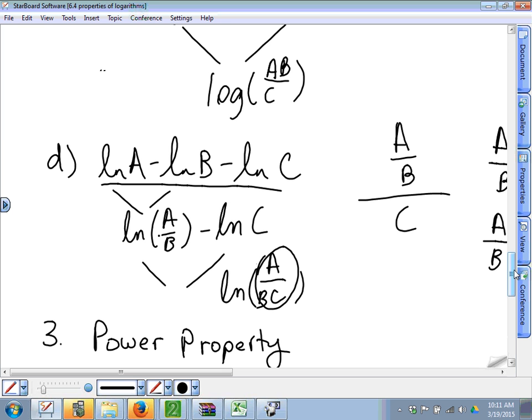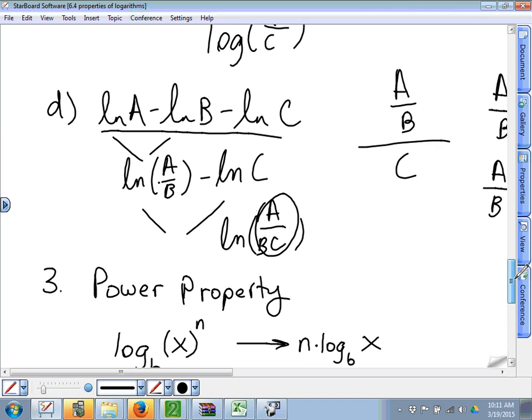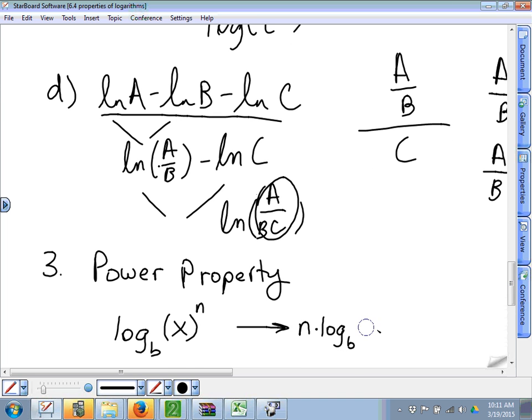Okay, there's one more property. We got to move. We got 2 minutes. It's called the power property. The power property. If you're taking the logarithm of some kind of an exponential, x to the power of n.